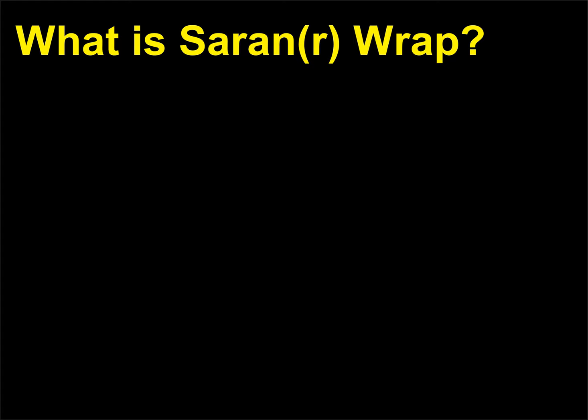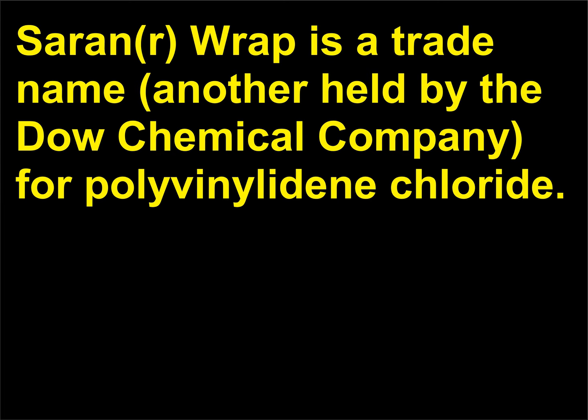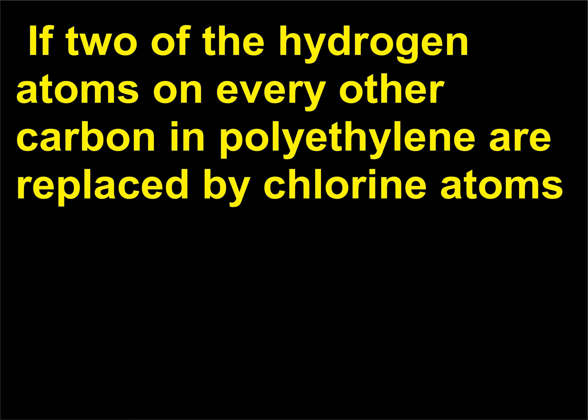What is Saran Wrap? Saran Wrap is a trade name, another held by the Dow Chemical Company, for polyvinylidene chloride. If two of the hydrogen atoms on every other carbon in polyethylene are replaced by chlorine atoms, note yet again that this is not how this material is actually made, you get PVDC, or polyvinylidene chloride.